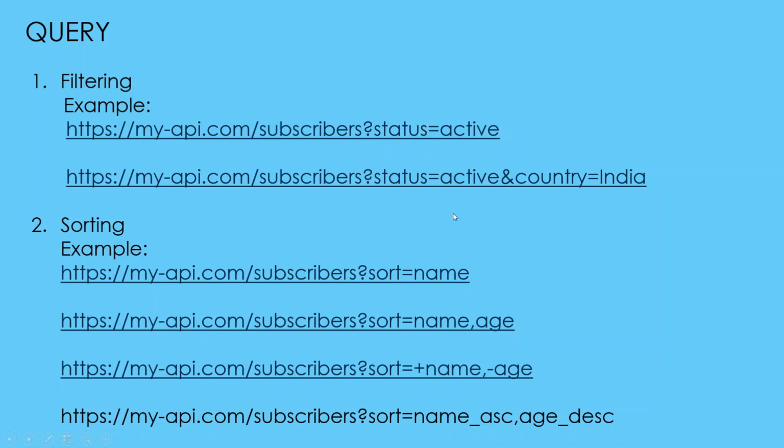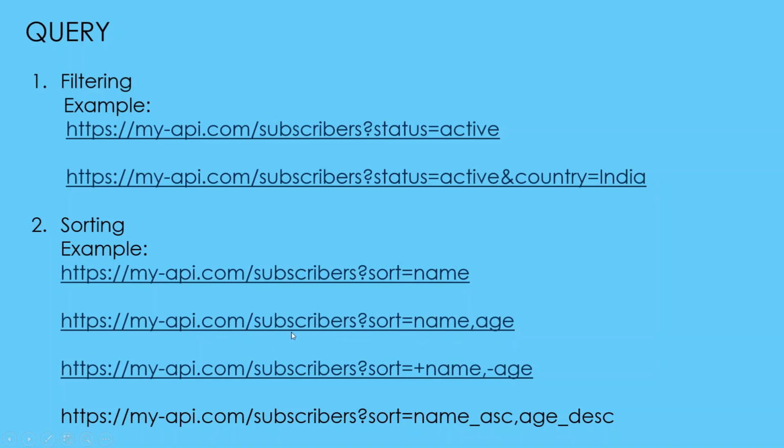And if you want to filter on multiple criteria, like status is active and country as India, you can use and give the next query parameter. Now if you want to sort, this can be done by just adding a query parameter called sort and giving the field on which you want to sort the data. Like I want to sort by name, so I gave name, and by default it can be assumed as ascending order. If you want to sort based on multiple fields like name and age, you can separate those two values using a comma and send them.